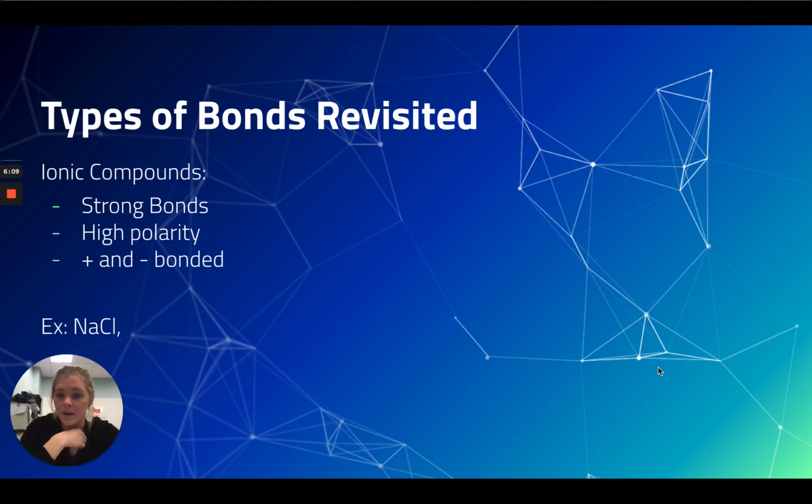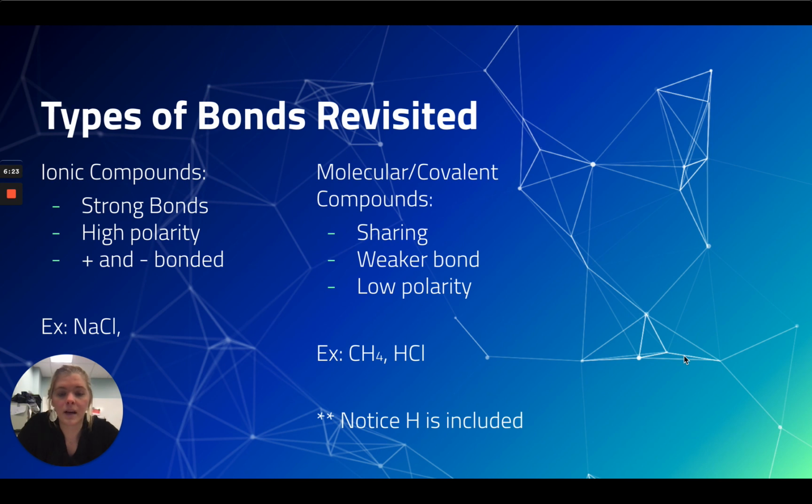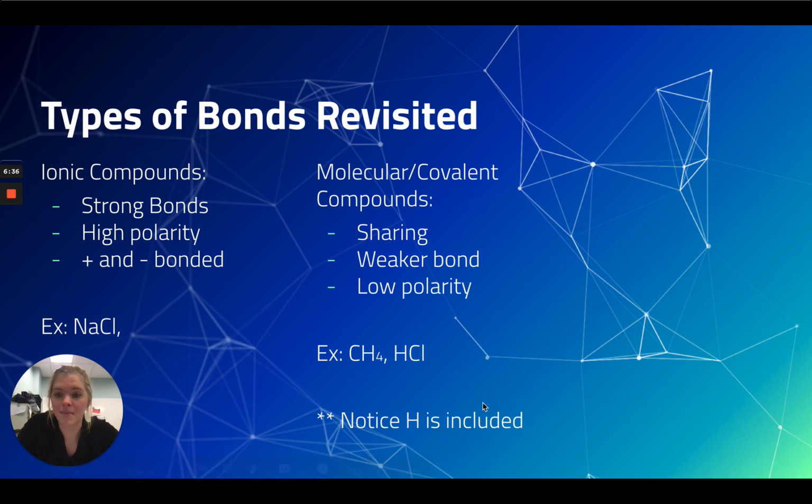So ionic compounds are really strong bonds, adding to your notes. Okay, they have a really high polarity difference. So one of them is really electronegative while the other one is not very electronegative. While covalent compounds, we know they share and they're generally a weaker bond. One big thing to notice is that H is included in covalent compounds, okay, because H, hydrogen, is not a metal, it is a nonmetal.